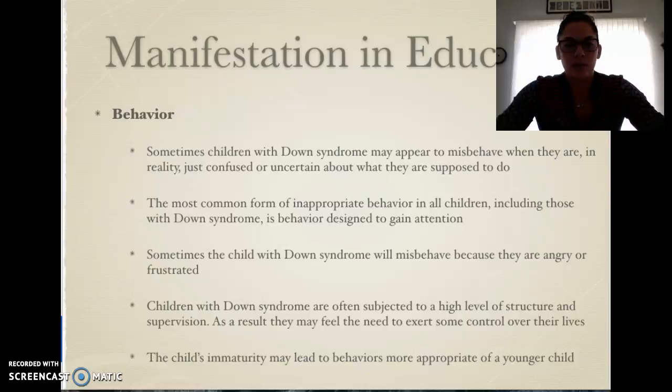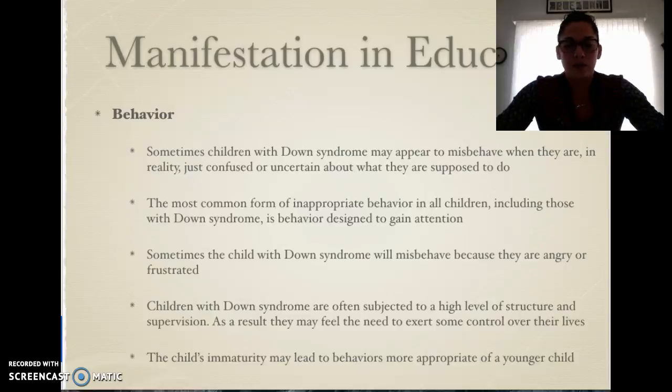Sometimes the child with Down syndrome will misbehave because they're angry or frustrated. Most of the time, children with Down syndrome will try to do what their peers are doing and realize that they can't cope without help. They also get annoyed when teachers or peers don't take the time to try to understand what they're trying to say.